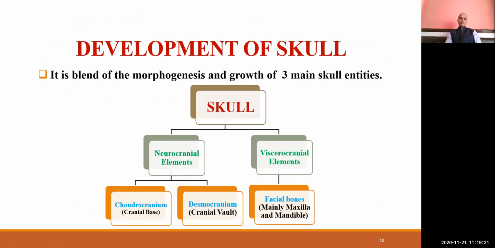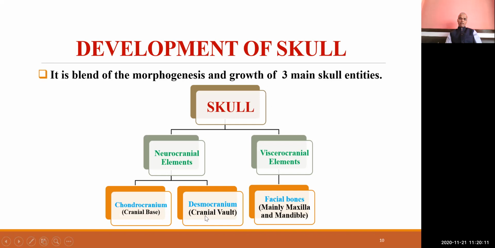Now the development of the skull. The skull is divided into two parts: neurocranial elements and viscerocranial elements. The neurocranial elements, which consist of the brain, are divided into two parts: the chondrocranium, called the cranial base, and the desmocranium, called the cranial wall. The cranial base develops from cartilage.